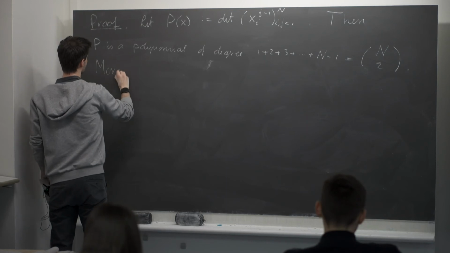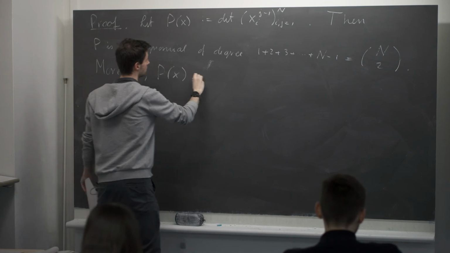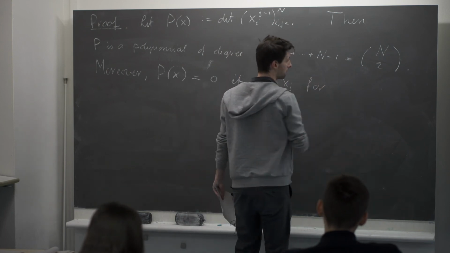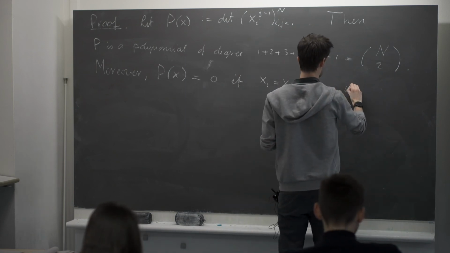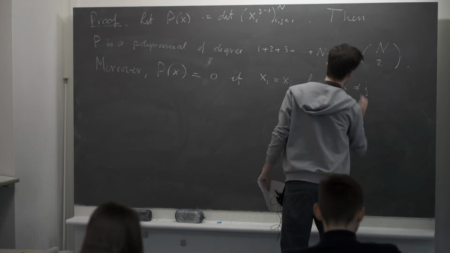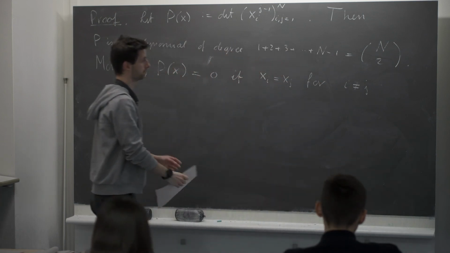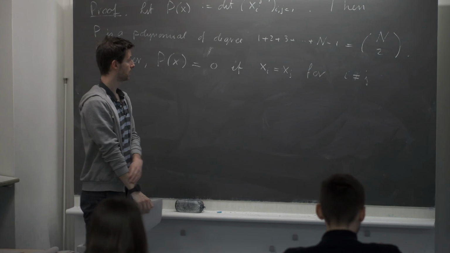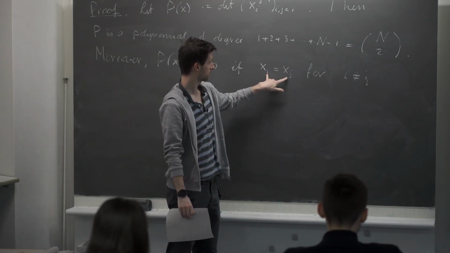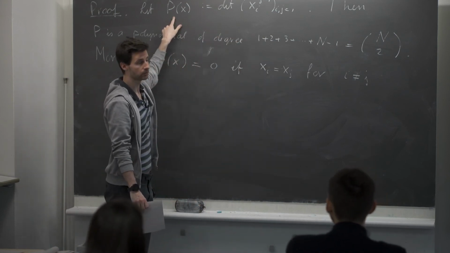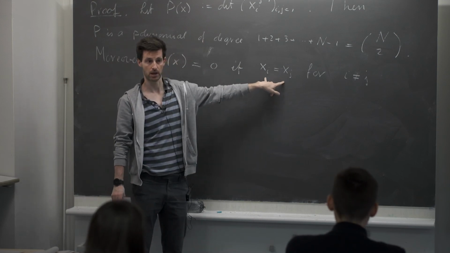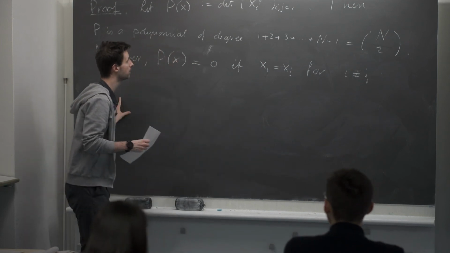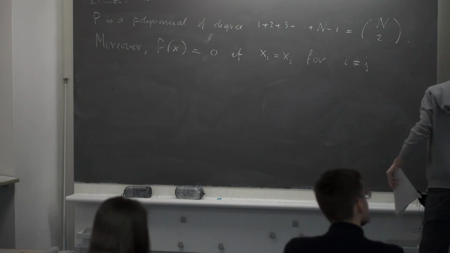Moreover, p of x is equal to 0 if xi is equal to xj for some i not equal to j. So that means now you can do polynomial division. You start with the first pair, x1, x2. You know that if x1 is equal to x2, p of x is equal to 0. And therefore, you can divide p of x by x1 minus x2, and you still get a polynomial. You can divide by x1 minus x3, x1 minus x4, and go on. And you can divide the polynomial by this entire product here, and you will get a polynomial.